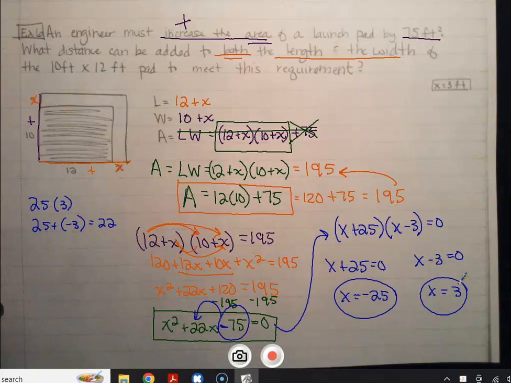So the length and width should both be increased by, wait, can we increase by a negative 25? No, we cannot. So this is an answer, but it's not reasonable. We cannot increase it by negative 25. So our answer is here. The length and width should be increased by 3 feet. And lo and behold, that's what we got. So our measurements would be 15 by 13 if we did that.